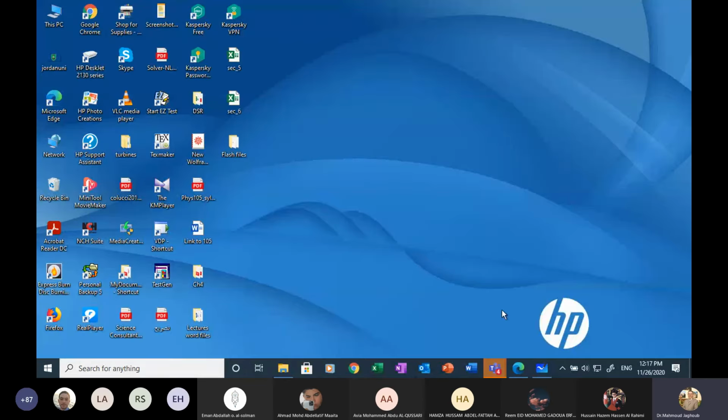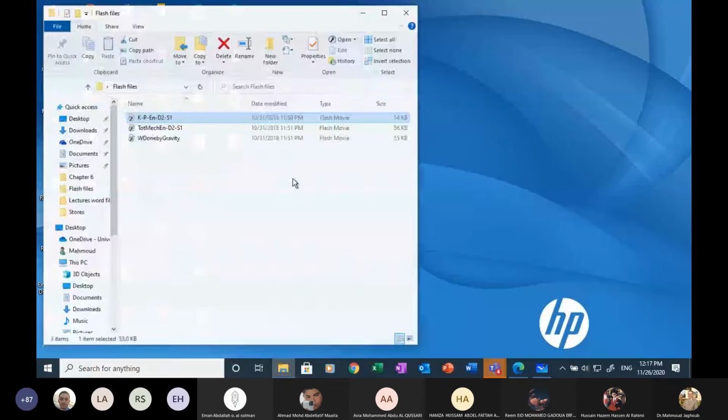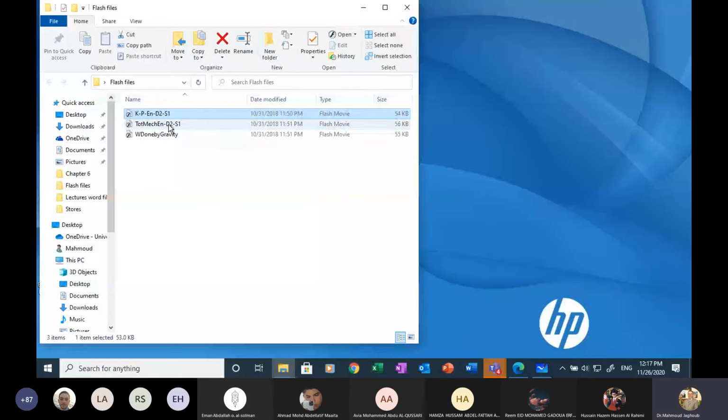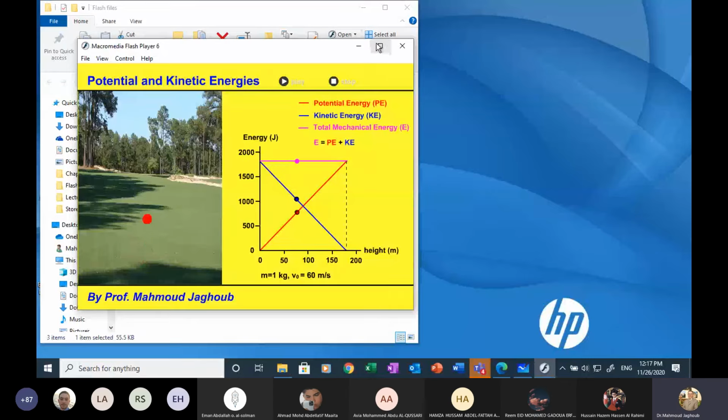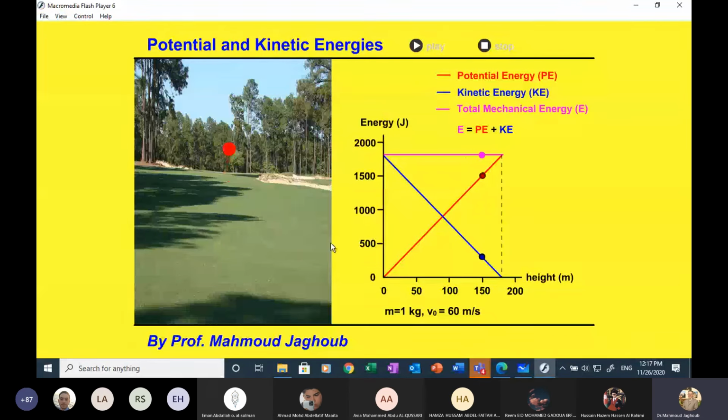Let me just show you another flash file. You see, this red straight line is the potential energy. This is the kinetic energy. And this is for this ball that's moving up and down. The point here means the value of the energy. This one gives you the value of kinetic energy, this one gives the value of potential energy, and this one gives the total mechanical energy.